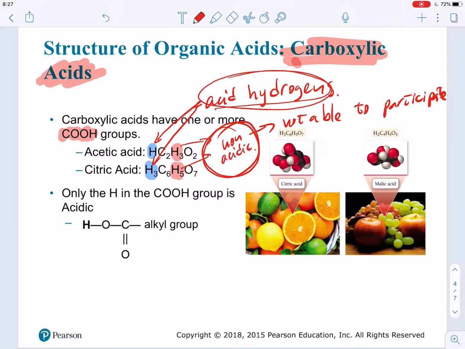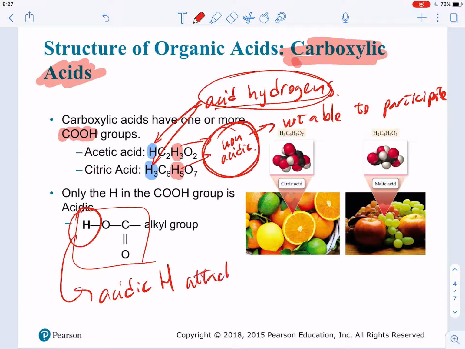If you want more in-depth on what the structure of a carboxylic group is, then you have it here. Both oxygens are attached to the carbon, and the hydrogen, the acidic hydrogen, is attached to oxygen. So we can add that here. Acidic hydrogens are attached to oxygen, and remember, this is valid for carboxylic acids.